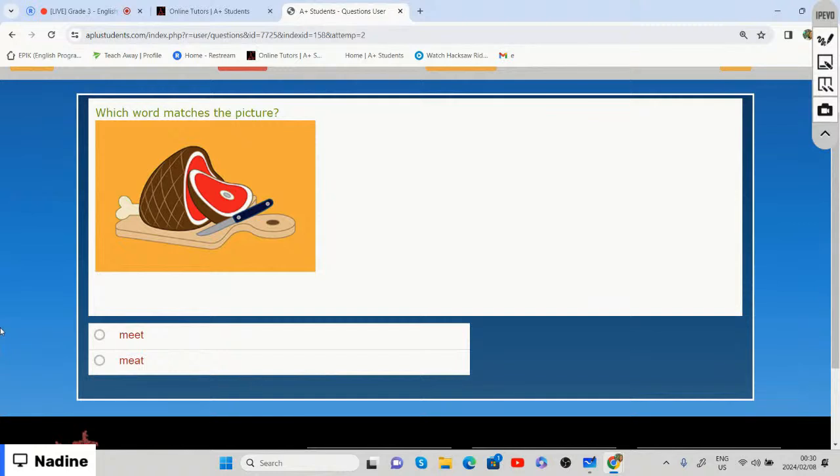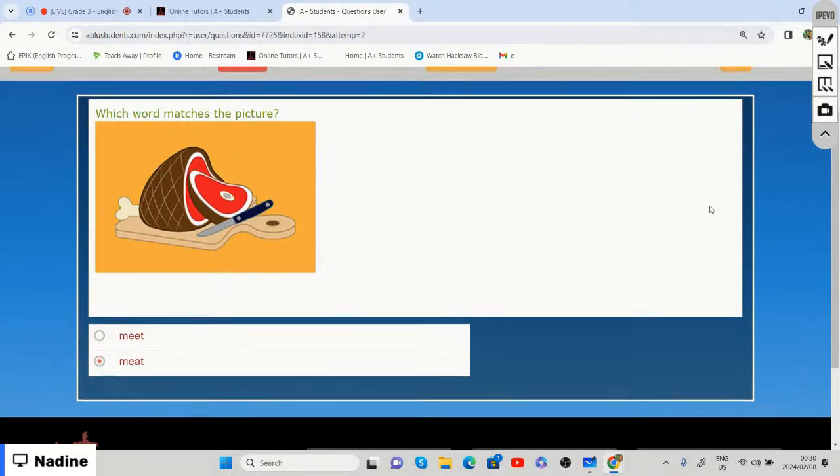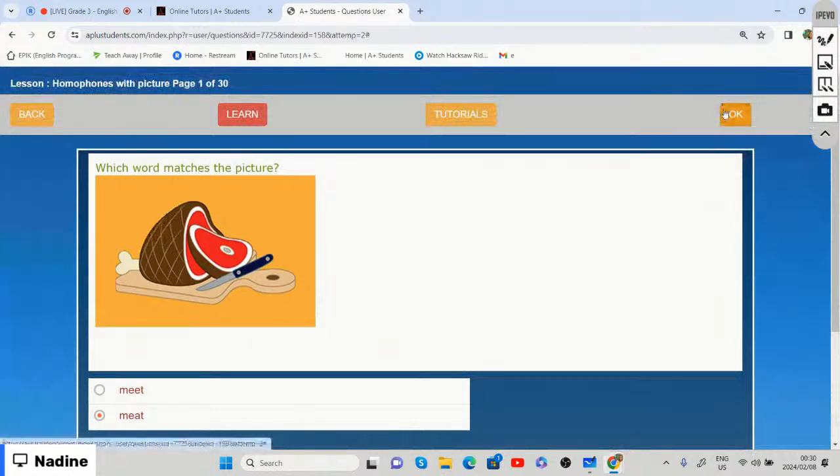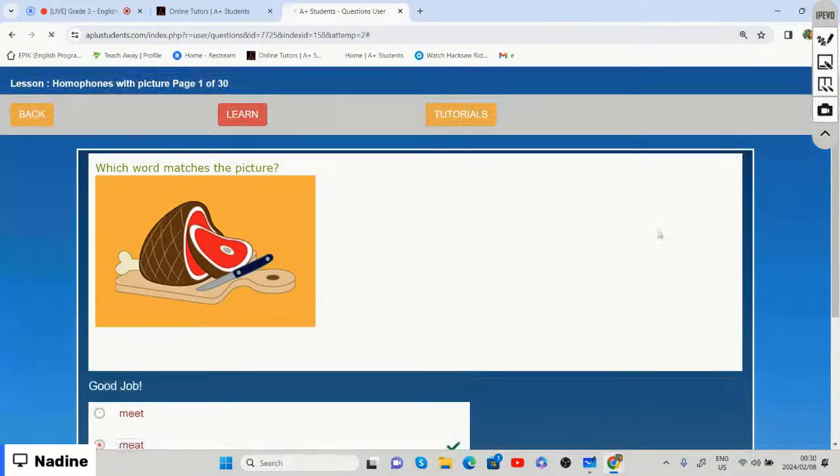And if we choose the correct picture or the correct word to match the picture, then yes, we will choose the second option, which is meat, right? And meat is correct, so well done.